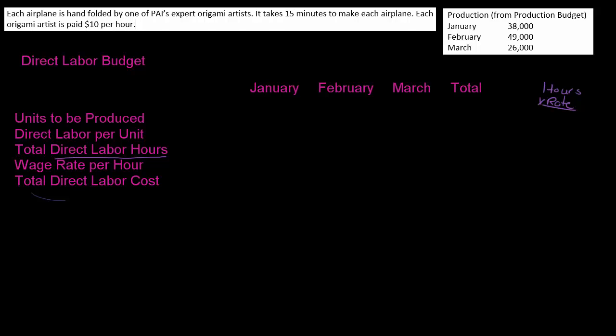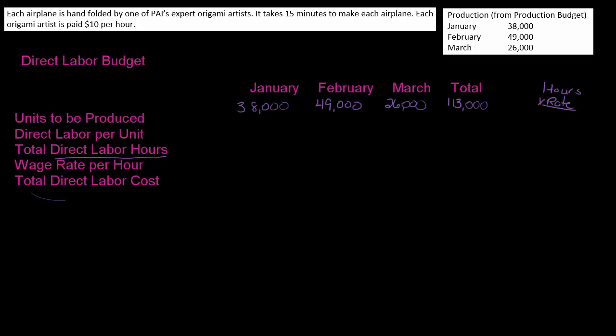But the first thing we've got to do is we've got to figure out how many hours we need. So we're going to start with units to be produced off our production budget. So I've got that up here at the top. So I'm going to put that in. So 38,000 for January. If you're going through all these budgets, you're going to know these numbers by heart because I've almost got them memorized at this point. 26,000 for March. And my total's 113,000. Okay, right off the production budget. So if you watch that video, those numbers should look familiar.